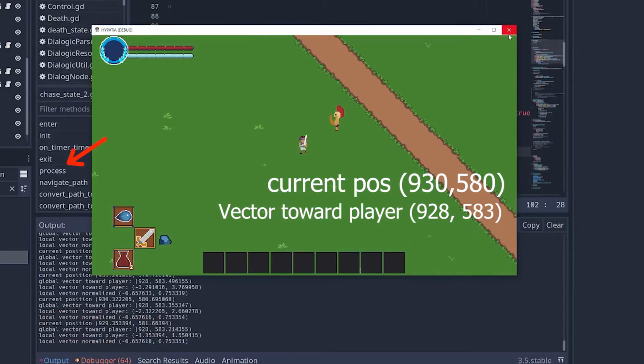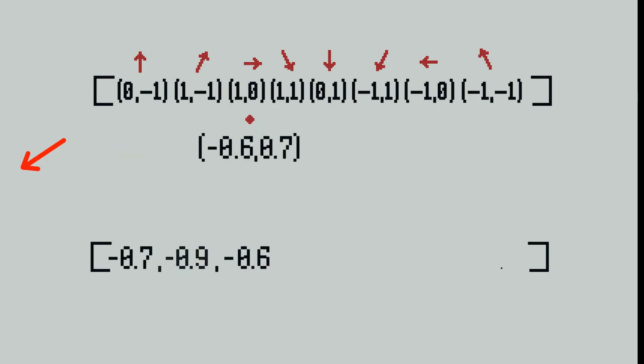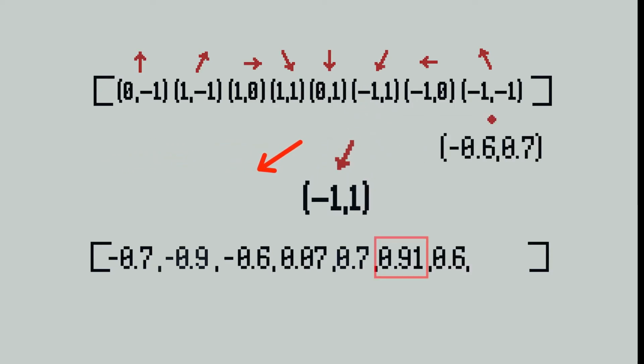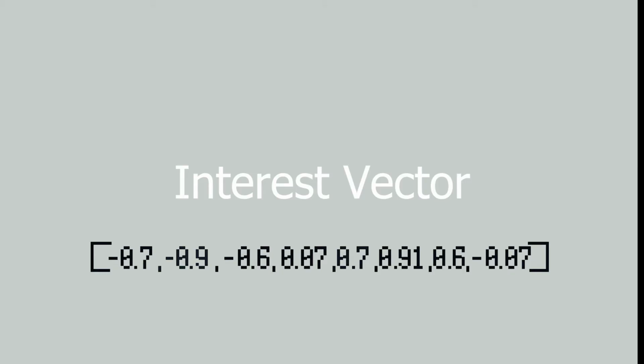We take this vector and we get the dot product with each direction. Getting the dot product between two vectors just returns a number. The higher the number, the more similar that vector is. So I'm naming the array of dot products the interest vector, because from it, we can see what direction our entity desires and what direction it doesn't really care much about.